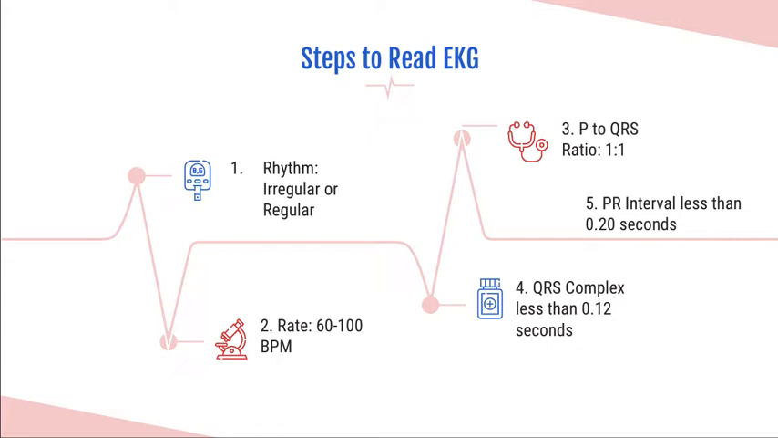Steps to reading EKG. Step 1. Check if the rhythm is irregular or regular. Step 2. Check the heart rate. It has to be in between 60 to 100 BPM. Step 3. Check the ratio of P to QRS complex. Check the ratio to make sure it is 1 to 1. Step 4. QRS complex has to be less than 0.12 seconds. Step 5. PR interval has to be less than 0.20 seconds.